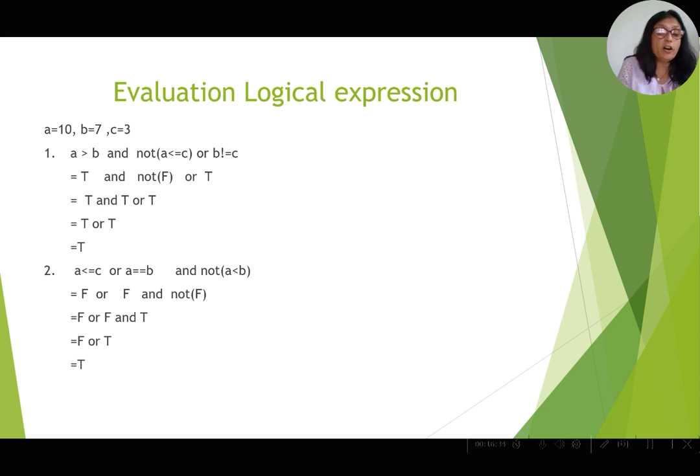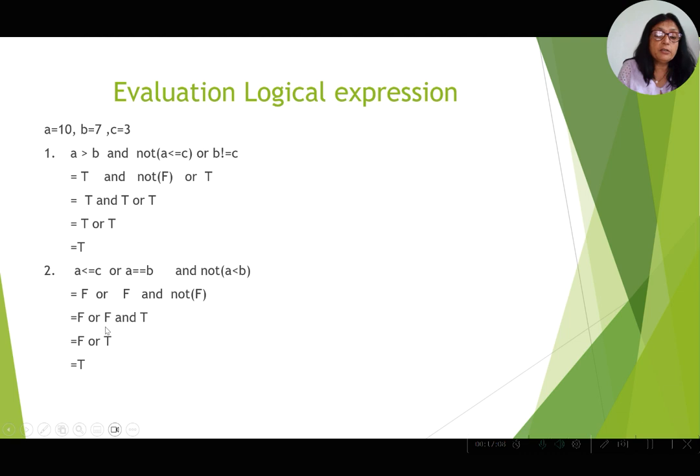Now F or F and true and T. Before that, not F, because first we have to do not F, then the output is true. Not F is true. So now, here is or and and, which one will evaluate first? The and only. So F or, false and true. False and true means it is false. Okay, false or false, the output is false.